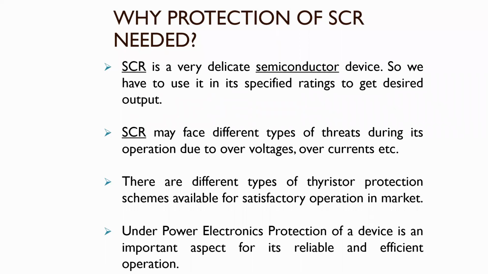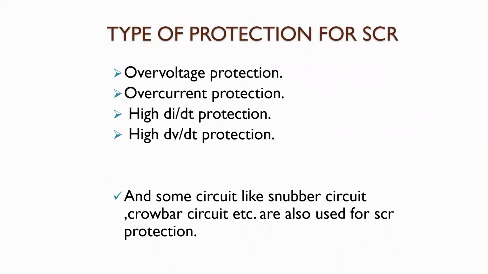In power electronics, protection of a device is an important aspect for its reliable and efficient operation. Whenever we are using SCR, we have to ensure its protection. Different protection schemes can be used to protect the SCR from over voltage and from over current. They are over voltage protection, over current protection, high di by dt protection, and high dv by dt protection. And some circuits, like the snubber circuit or crowbar circuit, can also be used for the protection of SCR.